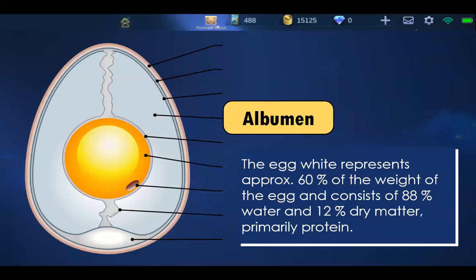The white prevents external bacteria from penetrating the yolk. The white is clear and soluble when raw and white and firm when coagulated. Albumin in the egg white is valued by chefs for its ability to hold air when beaten.